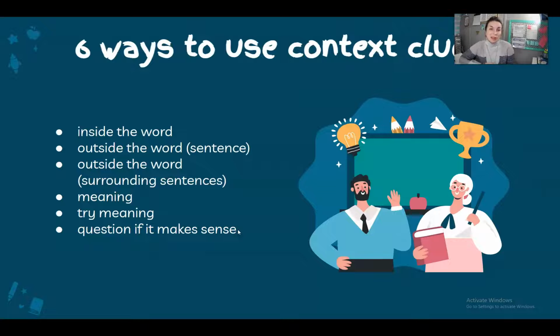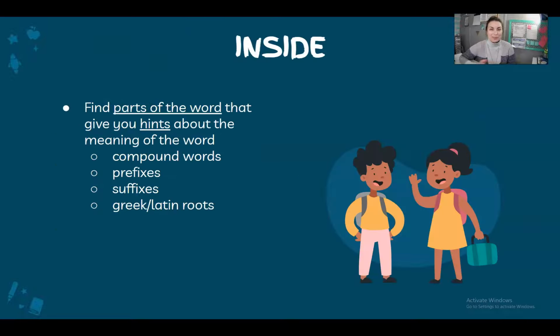There are 6 ways to use context clues while we're examining vocabulary inside of a text. We have inside the word, outside the word in its original sentence, outside the word with surrounding sentences, the meaning, trying a meaning, and then seeing if that meaning makes sense. So let's dive a little bit deeper into each of these. The first one is inside.